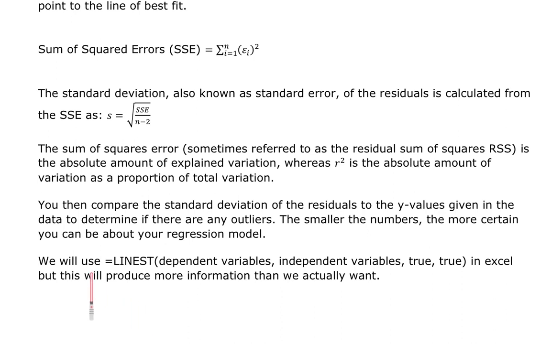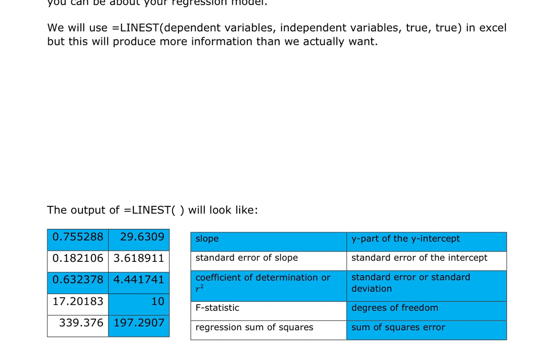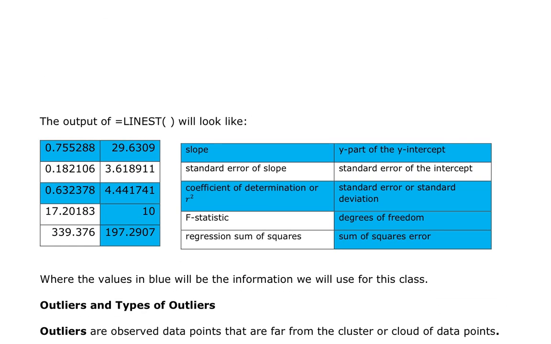We are going to use in Excel the call, which is equals, and then LINEST, L-I-N-E-S-T. I'm going to grab the column that has my dependent variables first, comma. I'm going to grab my column that has my independent variables second, comma. Then I'm going to write true, true. And this will produce more information than we actually want. So it's going to look something like this. It's going to give me all of this information.